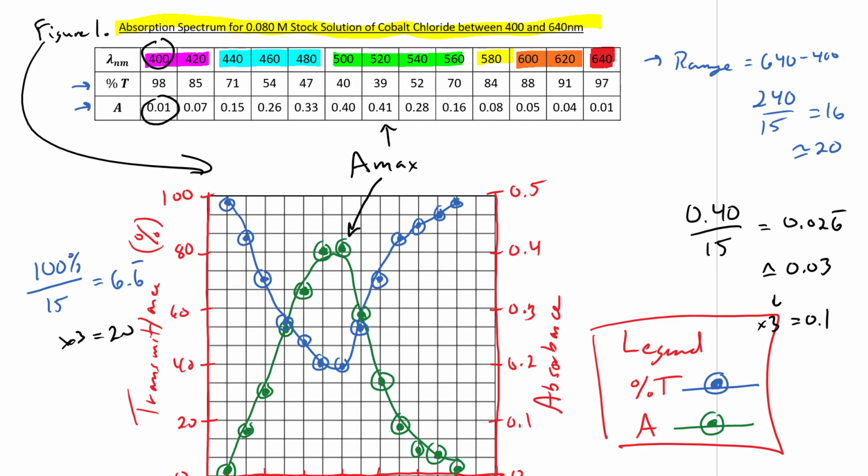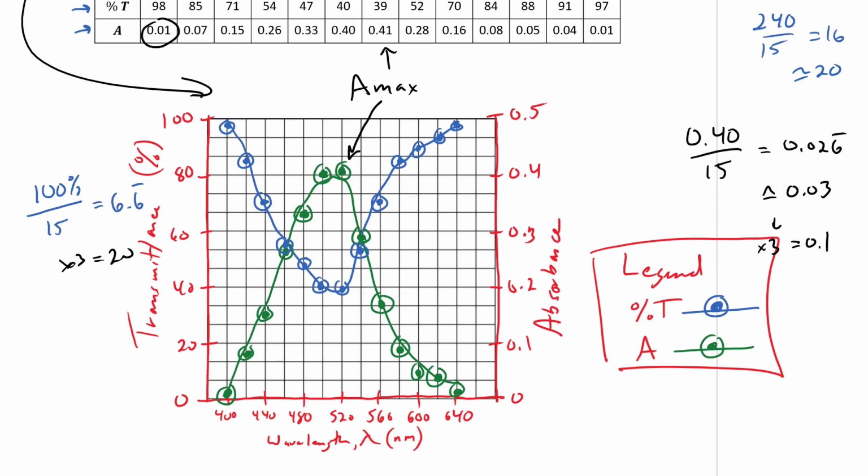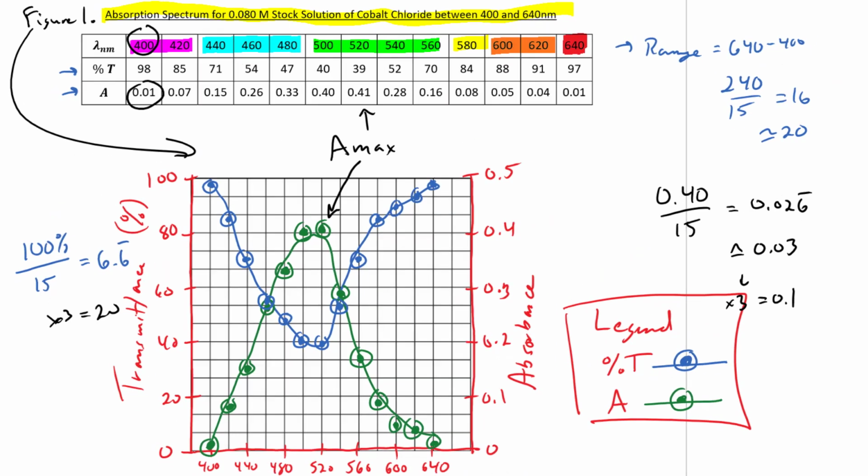When using this chemical in the lab, you will want to use your A max wavelength. So for this particular chemical of cobalt chloride, you would set your spectrophotometer to 520 nanometers in terms of wavelength. This would give you your biggest dynamic range. If I chose a very low wavelength, like 640, it's not going to change much. Therefore, I want to pick the biggest absorbing wavelength so that I can see the biggest change between my measurements.